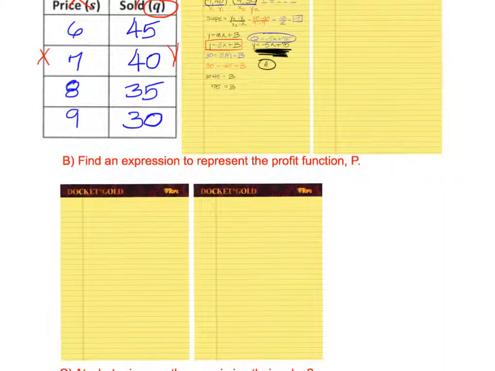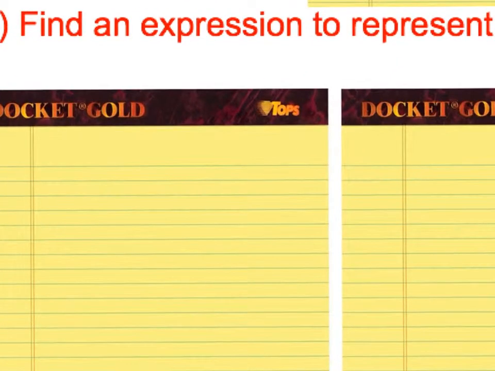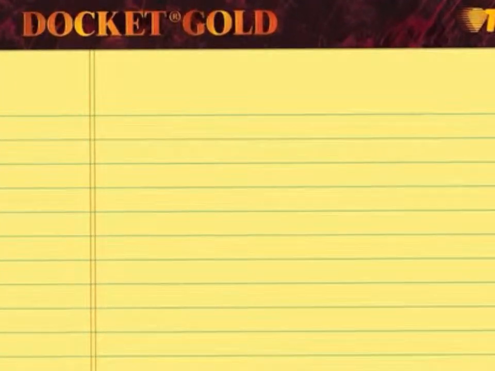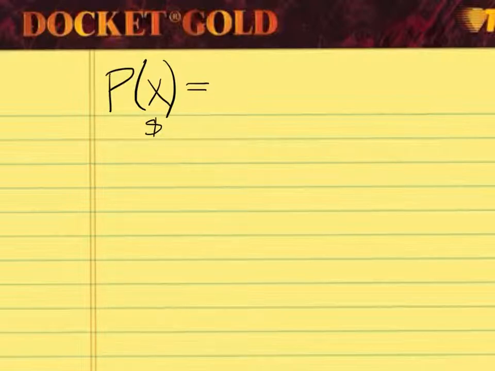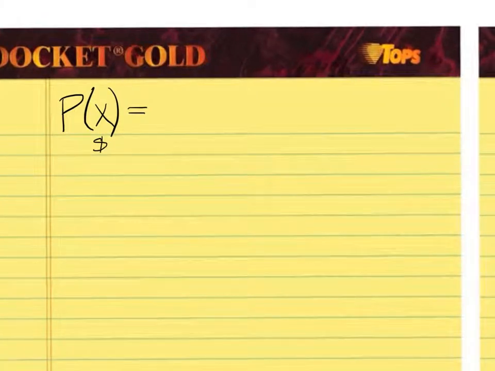Part B is to find an expression to represent the profit function P. Well, I can tell you that the profit function P will be determined by X. X is the sale price of an item, what you're going to charge for it. But in general, we have to understand what the profit function is to begin with.